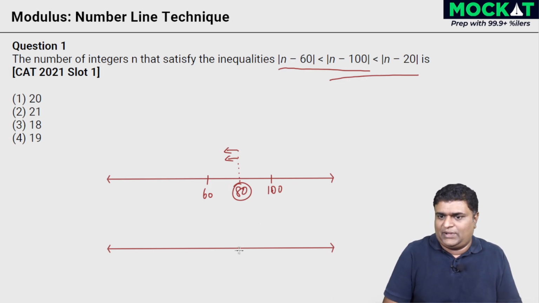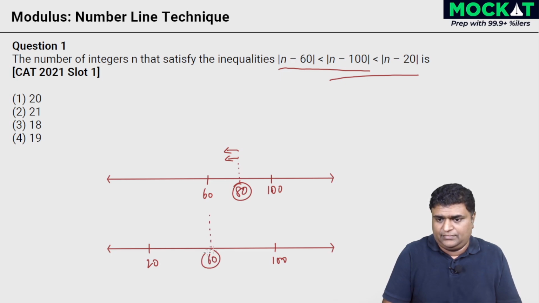What about the next inequality in the other number line? Distance from 100 is less than distance from 20. So let's put 100. Let's put a 20. What's the midpoint over here? 20 and 100. Average over here is nothing but 60. Right? 60. And which region do you want? You want it to be closer to 100. Right? Distance from 100 is less. So I want this region.